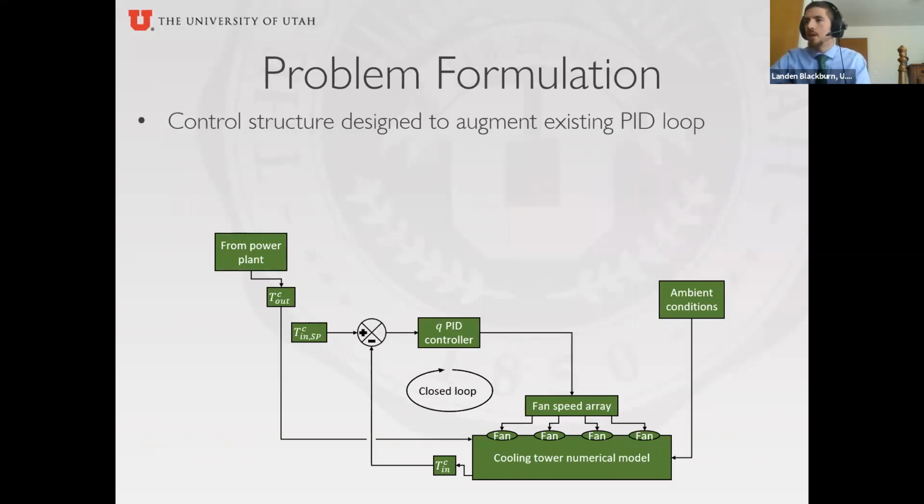So to set up the problem we're trying to solve in simulation for the power plant, this is the control structure they have at the power plant. You have a PID controller operating in closed loop. It feeds a value into all 12 of the fans. I have 4 of them shown here. Before we could test this on the actual plant, we built a numerical model of the cooling tower just to simulate its performance. We managed to get roughly the same dynamics, close enough that we're confident this algorithm will translate well to the real plant.